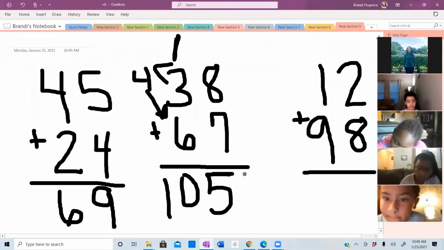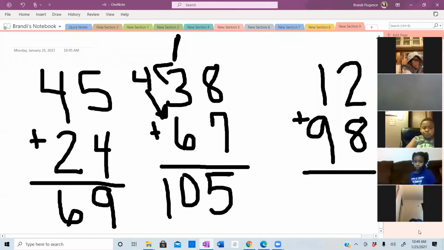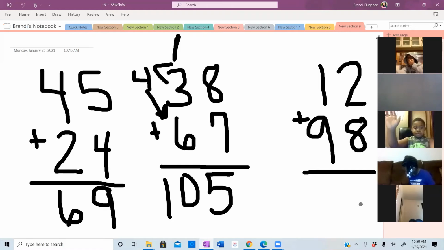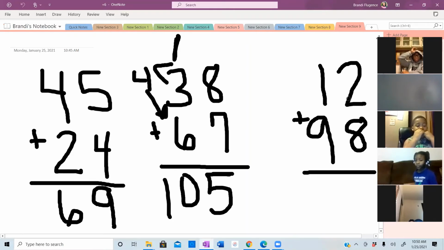But how would I write this if this was money? How would I have written this? Just 105, 105 cents. How would I write it? Who can tell me how I should, if this was money? What should I put? Chaz? $1.05. Yes, it would have to be $1.05. Good. All right. Last one.